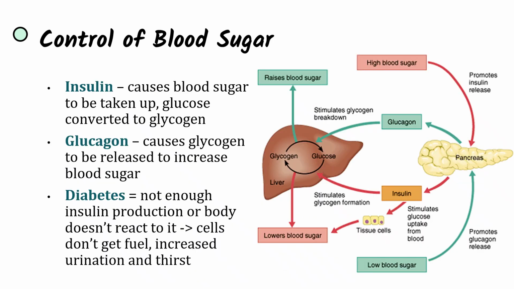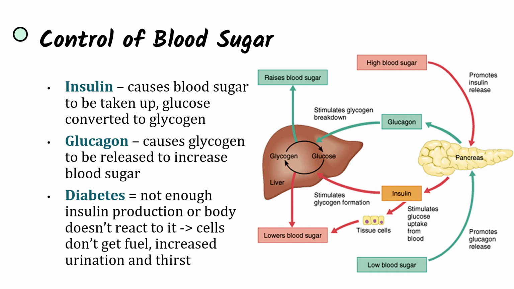Now, another very common example on the AP exam is going to be the control of blood sugar and insulin versus glucagon. So insulin is going to cause blood sugar to be taken up. When your blood sugar is too high, insulin does its job and removes blood sugar from the bloodstream, and the cells take it up, and then glucose is converted to glycogen for storing in the liver. Conversely, when blood sugar is too low, glycogen is going to be released and changed into glucose to increase blood sugar.